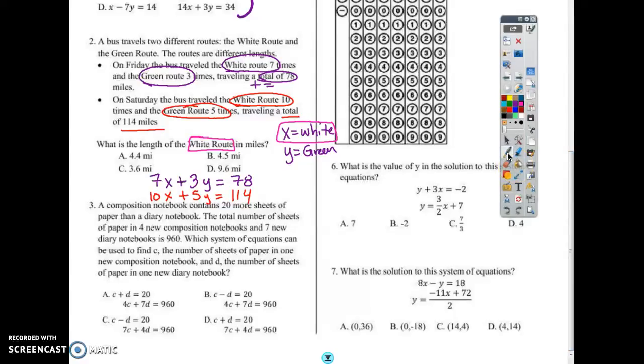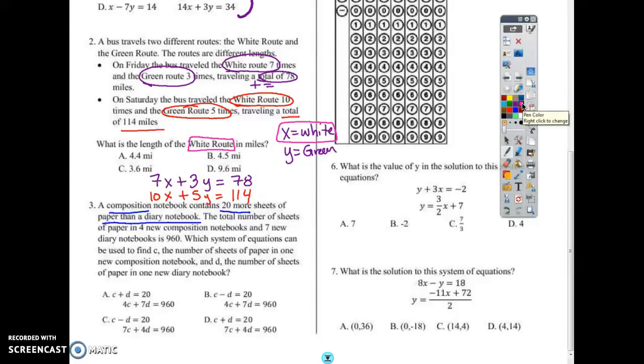This one's pretty easy. It's just asking you to write the equations, and they're giving you answer choices already, so we're just matching, okay? Composition notebook contains 20 more sheets of paper than a diary notebook. So the composition contains 20 more sheets of paper than a diary notebook. If I look at the answers, I can probably figure out which one matches with that.